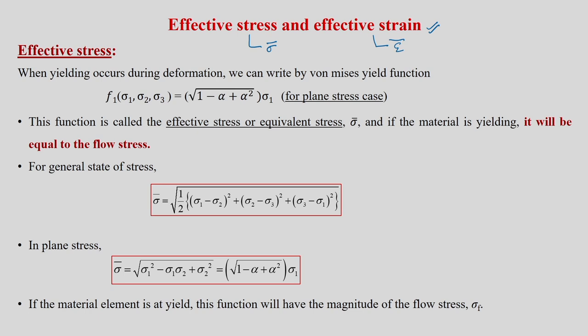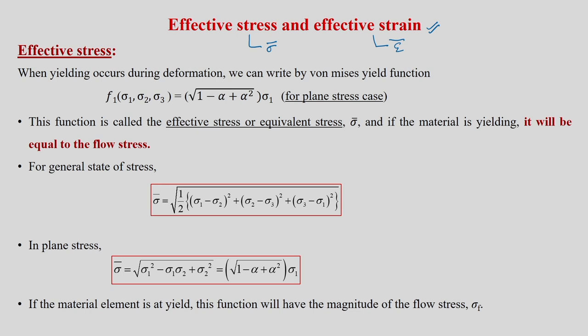And this sigma bar, effective stress, is also called equivalent stress. Effective strain is also called equivalent strain, different names for that. And for any yield function you choose, let us say von Mises or any other equation that we may derive later on, there is going to be one equation for sigma bar, and we can derive another equation for epsilon bar.